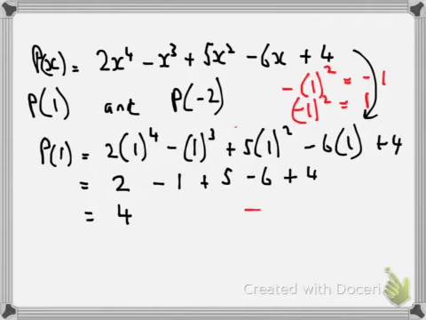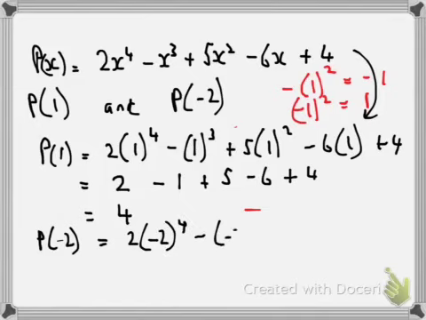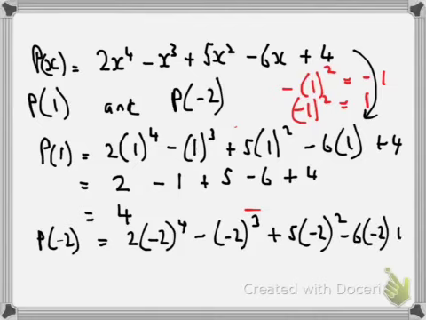Right, back to the black pen. We've still got to do the second one now, which is p of negative 2 equals 2 times negative 2 to the power of 4 minus negative 2 cubed plus 5 times negative 2 squared minus 6 times negative 2 plus 4. Just squeeze it in there.